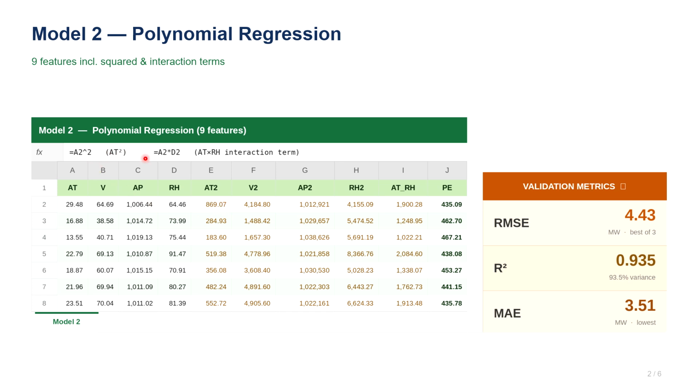The payoff is on the right. Validation RMSE drops to 4.43 megawatts, and R squared rises to 0.935. Model 2 beats the linear baseline on every metric.